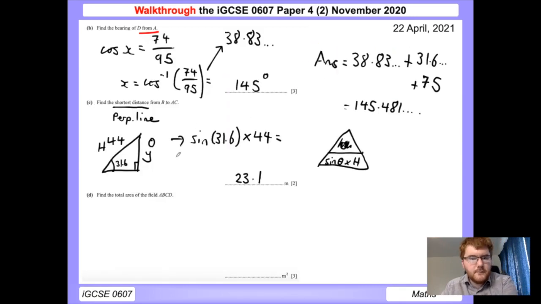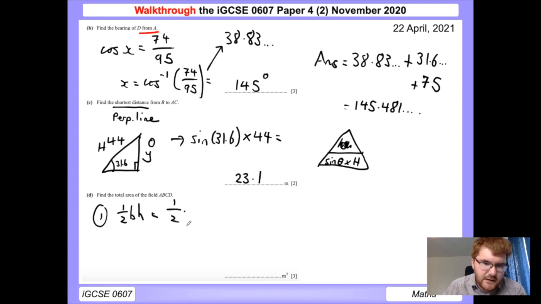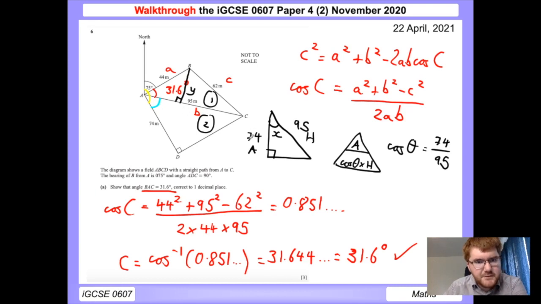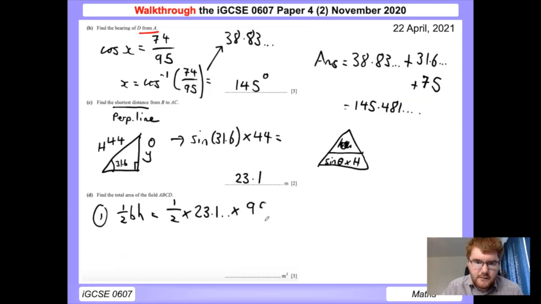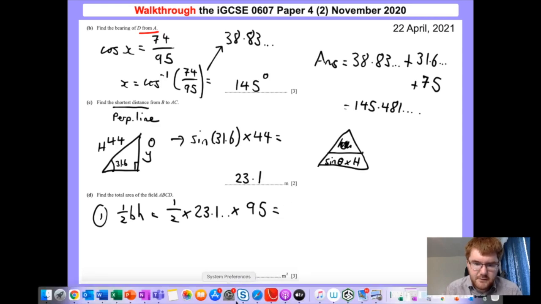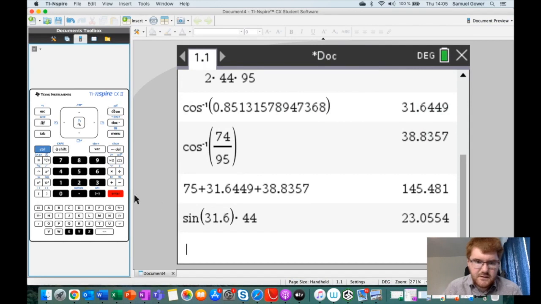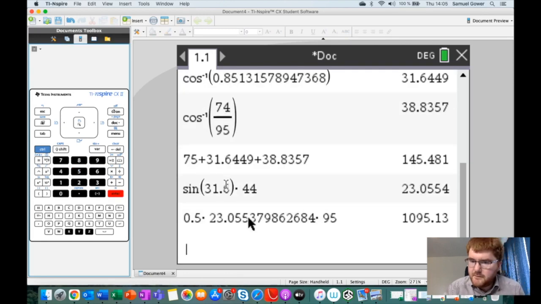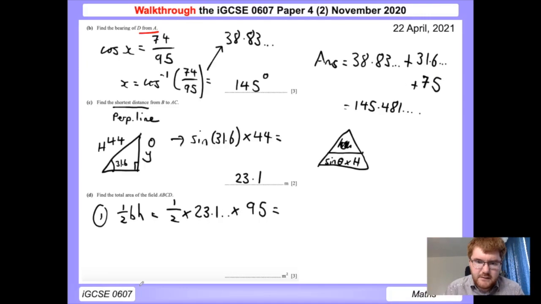So let's write this in. A half base times height. So we're going to do a half times the value we just worked out, 23.1 dot dot, times the base of the triangle which we have, which is 95. Then we work that out. Let me put that on the GDC. I can use the answer again, so 0.5 times 95, yep. That gives us 1095.13.